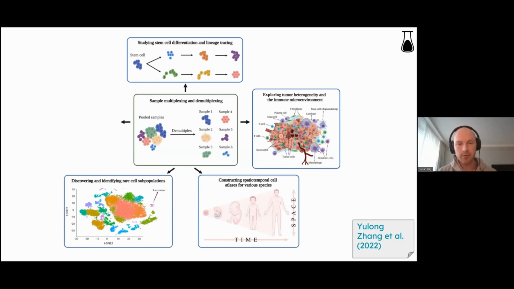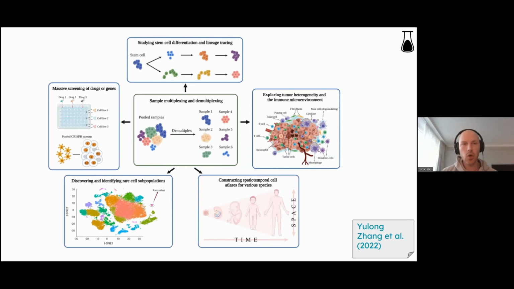Also, you can try to find rare cell types, which might be the cause of a disease, or single cell experiments are also generally very useful for drug testing. So if you already know you might have a good drug, then with single cells you can do drug testing in a parallelized manner very efficiently.